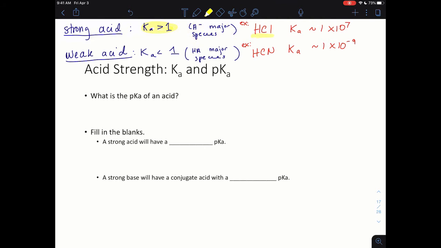Hydrochloric acid is a good example of a strong acid and has a Ka on the order of 10⁷, so much greater than 1. What we see for weak acids is that the Ka's are less than 1, meaning that the undissociated acid is the major species at equilibrium. So for example, HCN is a weak acid, and its Ka is on the order of 10 to the negative 9. So there is very, very little dissociated acid at equilibrium.